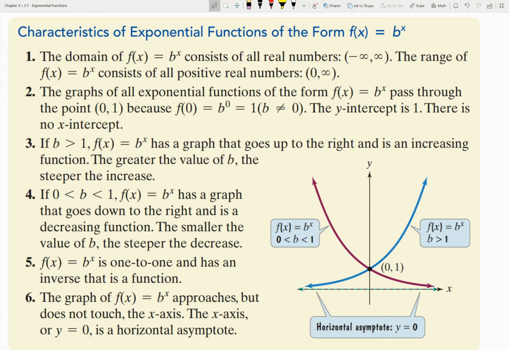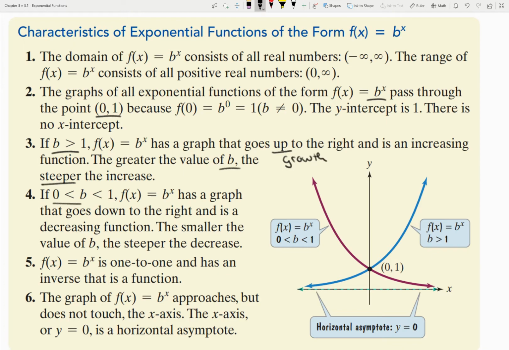The graphs of all exponential functions in this form are going to have (0, 1) as a point, because anything to the 0 power is going to be 1. Okay, so the y-intercept will always be 1 if it is just a base to an x power. Okay, there is no x-intercept because it's a horizontal asymptote. If b is greater than 1, the graph goes up to the right, and it is an increasing function. In fact, it is called exponential growth. Okay, the greater b, the steeper the increase.